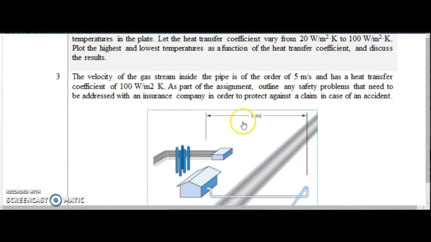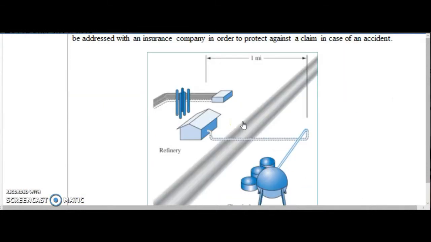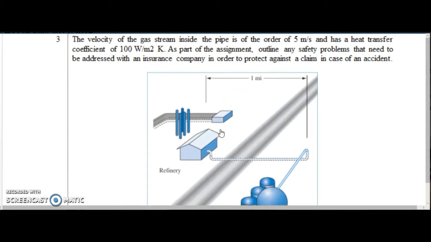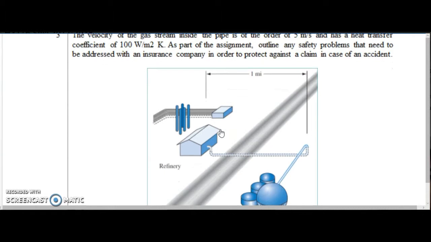And when we minimize the heat loss, then there might be no issues with running the gas steam inside. There will be no overheating, and there will be no heat issues in the future.